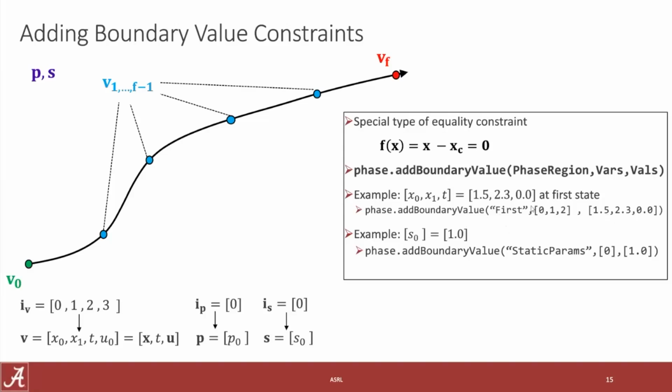So here you don't have to have a vector function that you instantiate and pass in. You can just use what indices of your ODE you want and what values you want those to be equal to. You can also add a boundary value to your static param phase region flags, for example. If you need your first static parameter to always be equal to 1.0, you can, of course, add a boundary value condition to that.